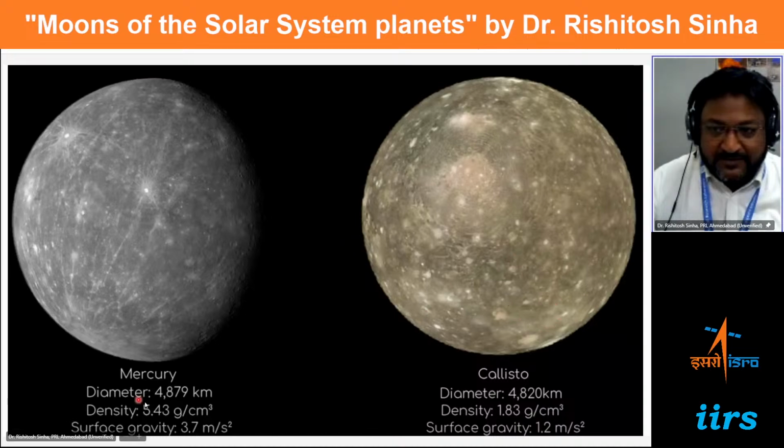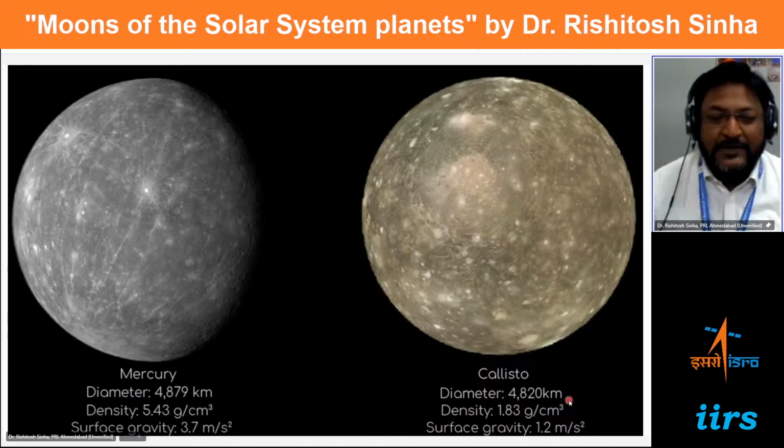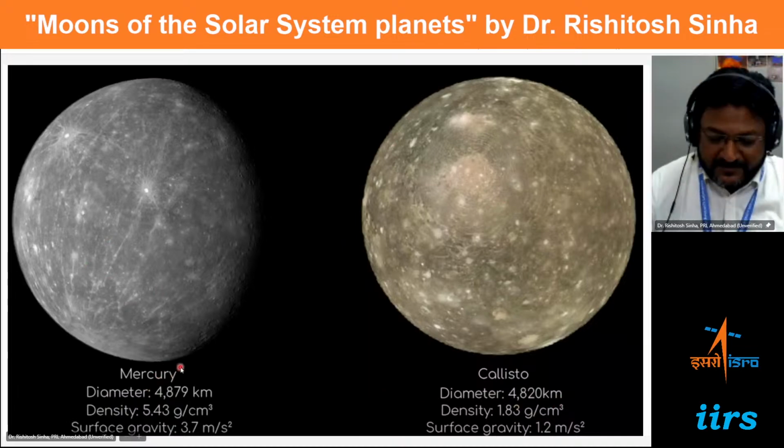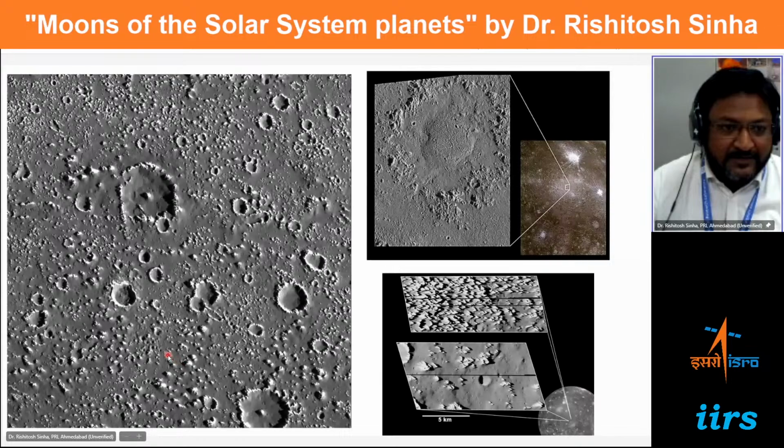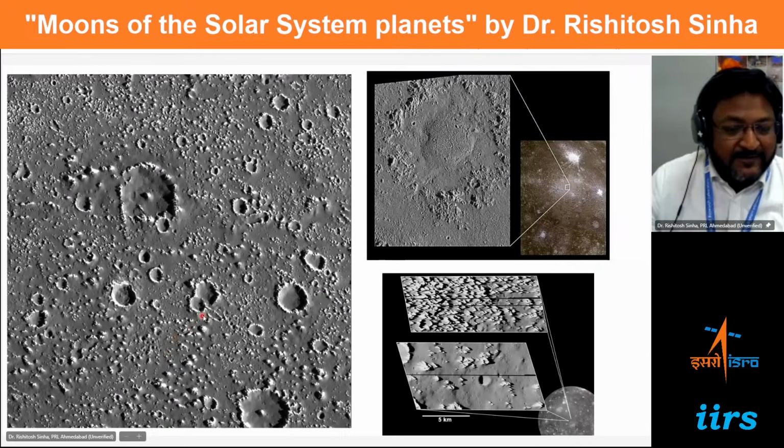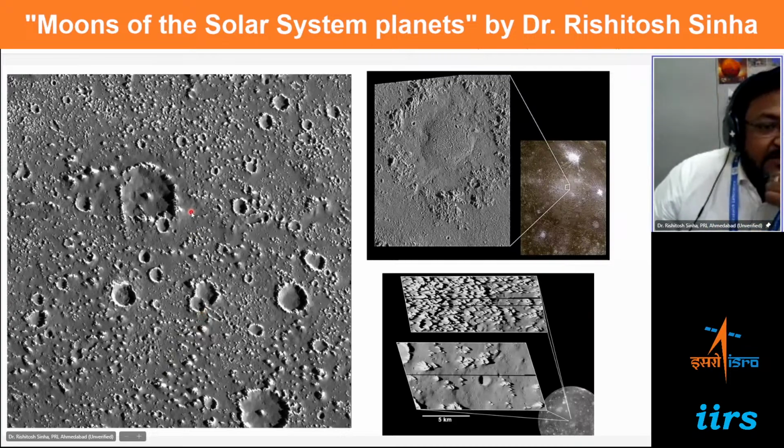So you see, if you compare the diameter of Mercury and Callisto, again there is a very slight difference. It's just a few kilometers smaller than Mercury. And then when we look at some of the high resolution pictures that we have of Callisto, one very important thing that we see here is that the surface is of course very highly cratered.